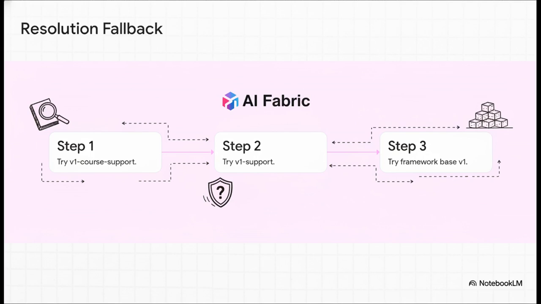Fallback resolution operates as a strict step-by-step sequence. First, the system checks for the template in v1-core support. If it's missing there, it steps down to v1-support. Still missing? Okay, it falls back to the framework base v1. The rule is elegantly simple. The first existing complete template it finds wins.